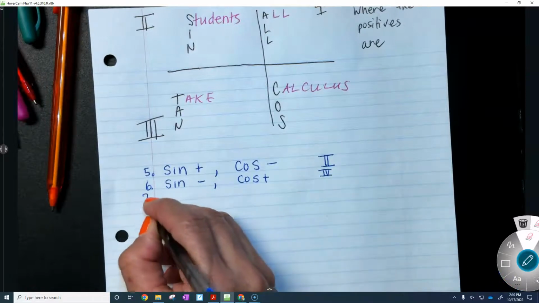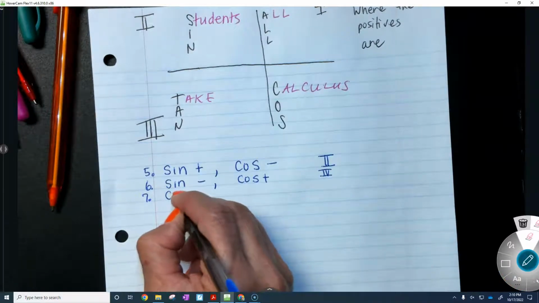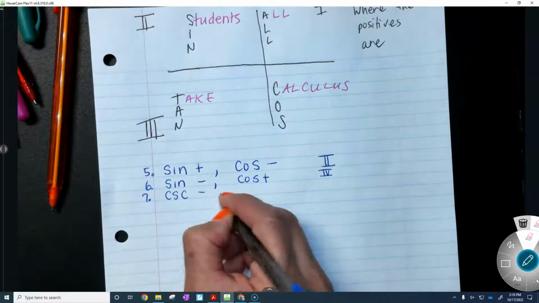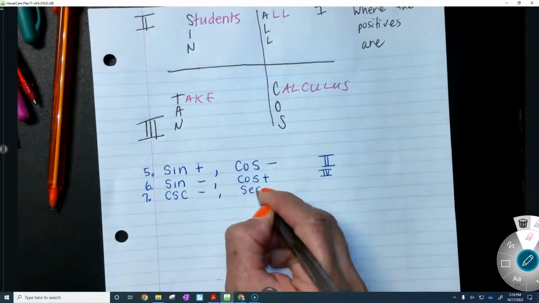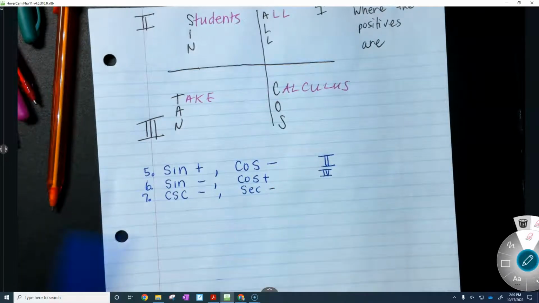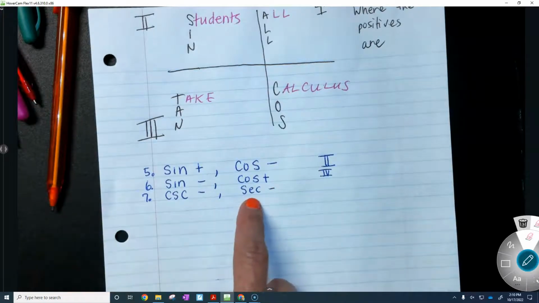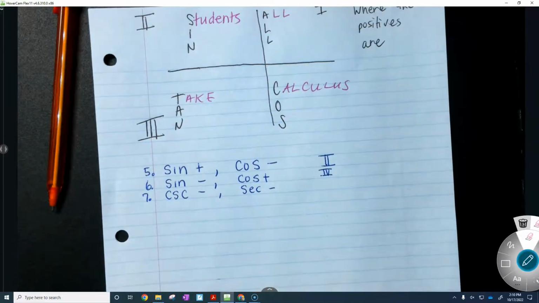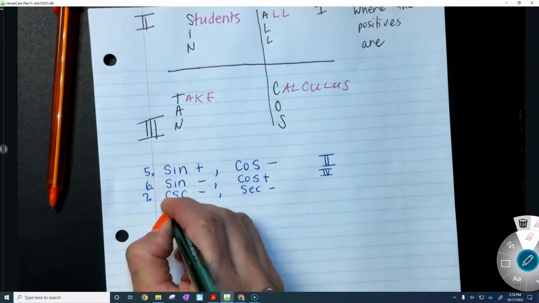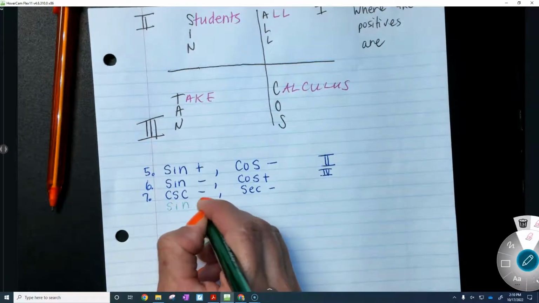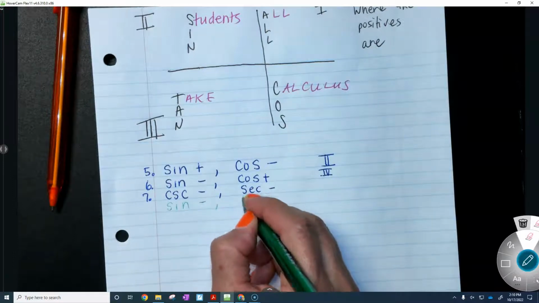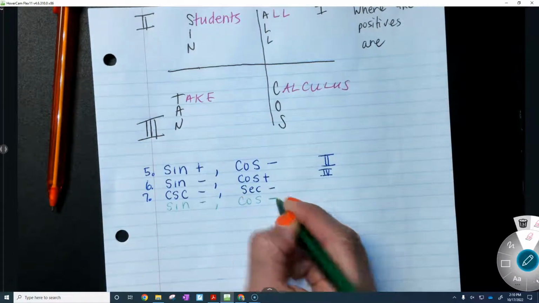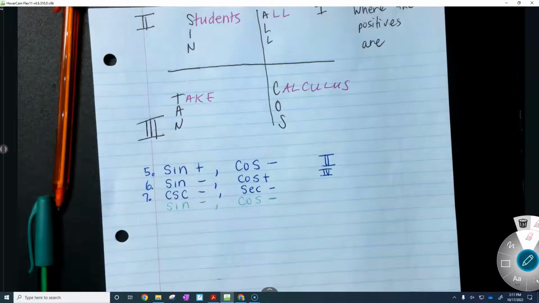Number 7 says we want cosecant to be negative, and we want secant to be negative. Now remember, guys, they're going to have the same exact sign as their original. If the original starts with a C, the other one started with an S. So the original was sine. Where is sine negative? And that starts with an S, so the other one was cosine. Where are both of those negative again? Quadrant 3, where tangent is positive.